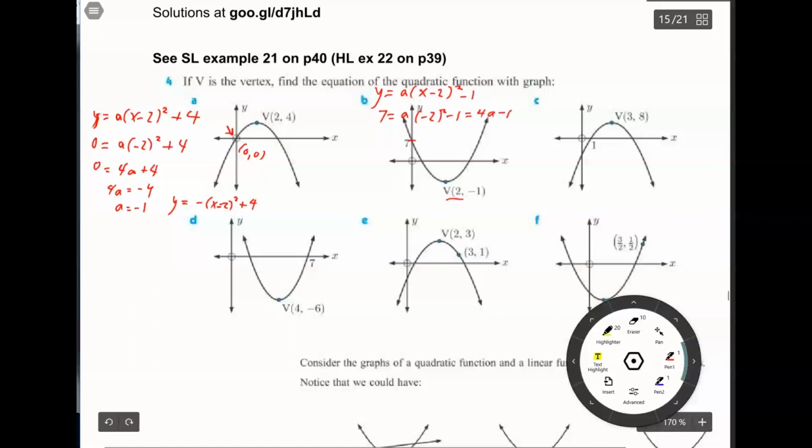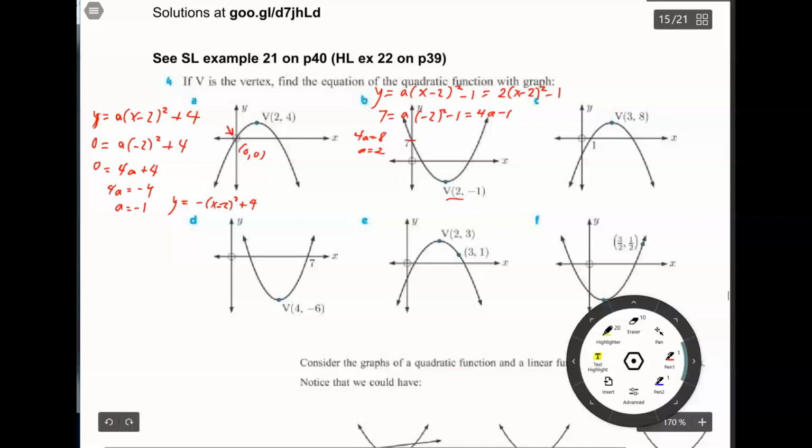And then I can add 1 to both sides, and I'll get 4a equals 8, so I know that a is equal to 2. If a equals 2, then I can rewrite this in its final form, which would be 2 times (x minus 2) squared minus 1.